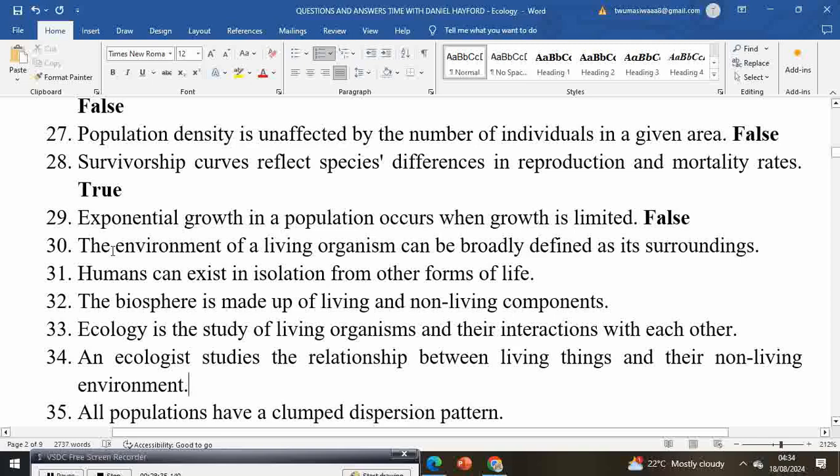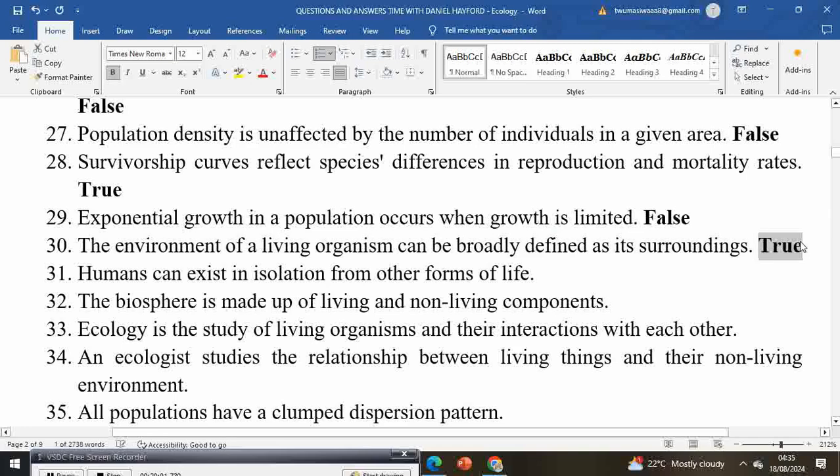Now, question number 30. The environment of a living organism can be broadly defined as its surroundings. Is this statement true or false? This is true. The environment can be broadly defined as the surroundings. So our environment is broadly defined as our surroundings, things that surround us.